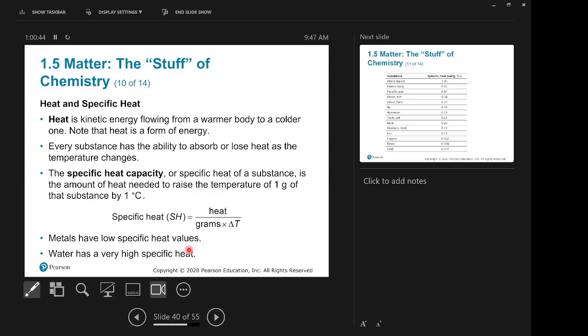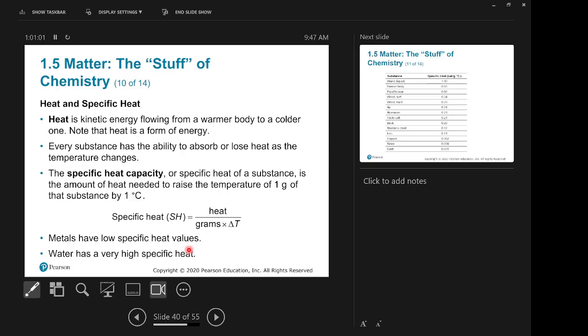But heat and specific heat. So heat is going to be a kinetic energy. It's going to flow from a warmer body to a colder one. Note that heat, again, is a form of energy. All it is, is randomized kinetic energy. Okay?